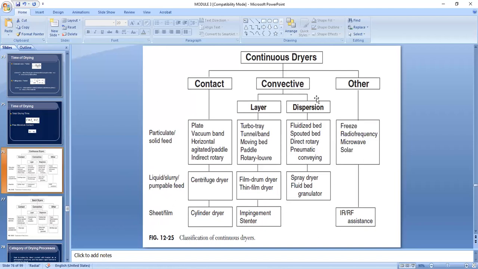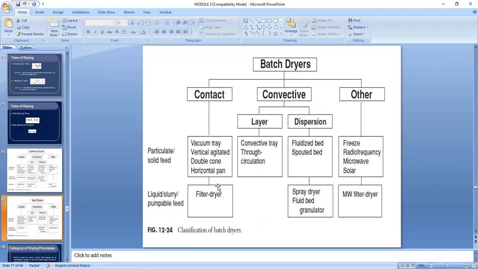So this particular diagram will aid you in selecting the appropriate dryer for a particular job or duty that it should perform. Now the basis would be the type of feed or the type of contact of, let's say, the solid and the air, the heating medium or the drying medium. For batch dryer, we do the same. However, in here, we only have two classifications for feed for batch dryer. It could either be particulate or solid feed, or we have the liquid, slurry, or pumpable feed.